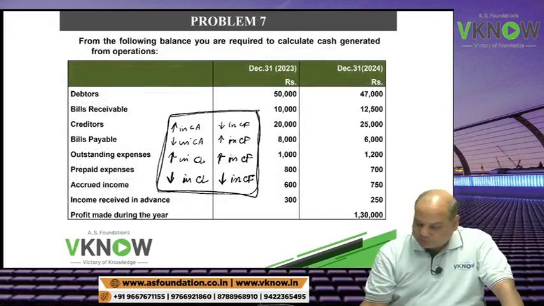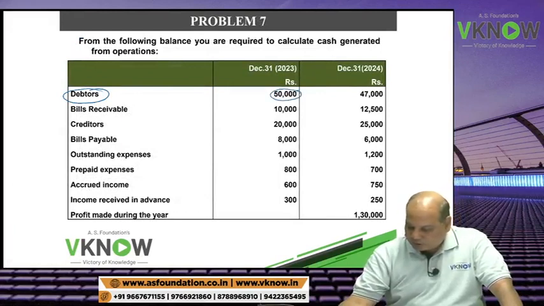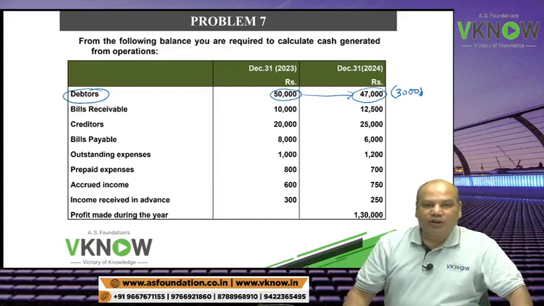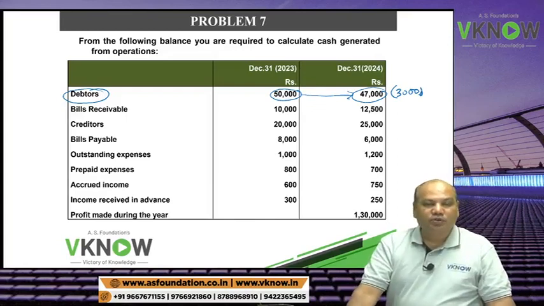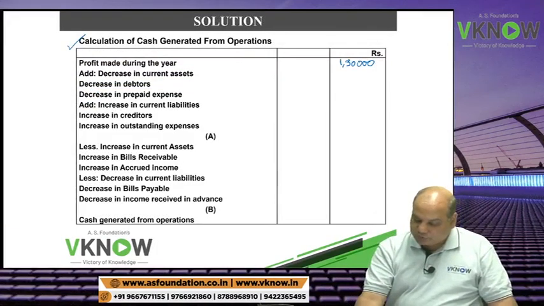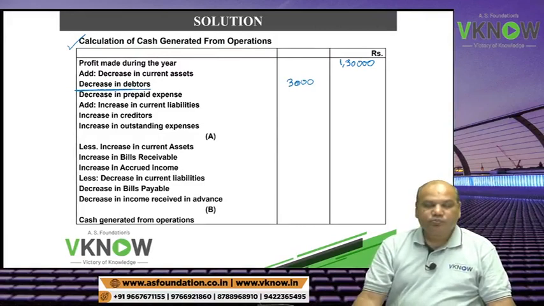Question says first item, debtors. From 50,000 it has become 47,000. So it has decreased by 3,000. Now tell me, debtor is a current asset item. Decrease in current asset is increase in cash flow. So here in the notes you write decrease in debtor, increase in cash flow. Positive 3,000.